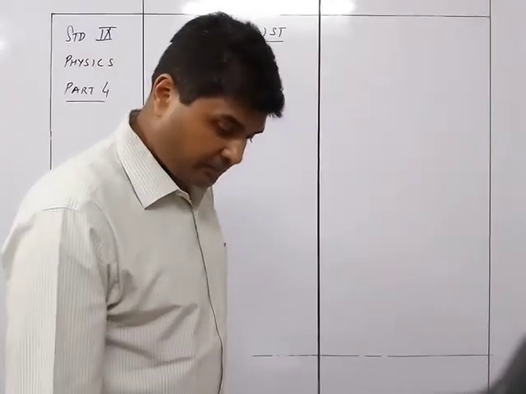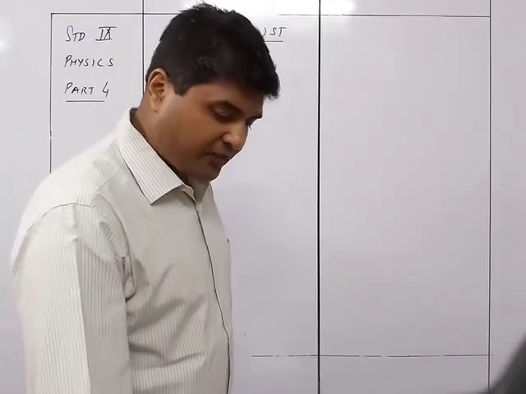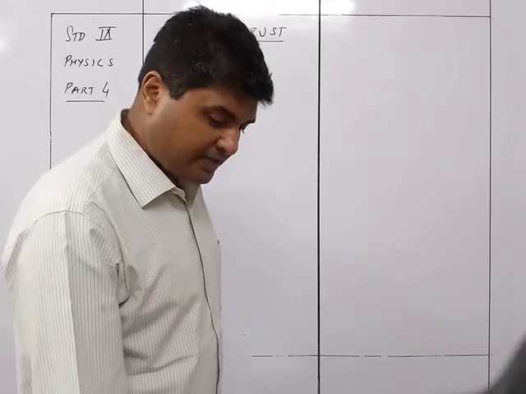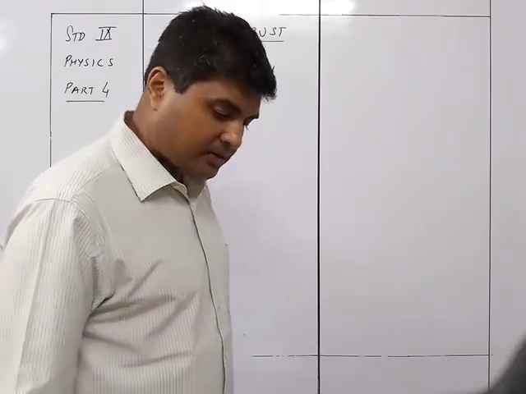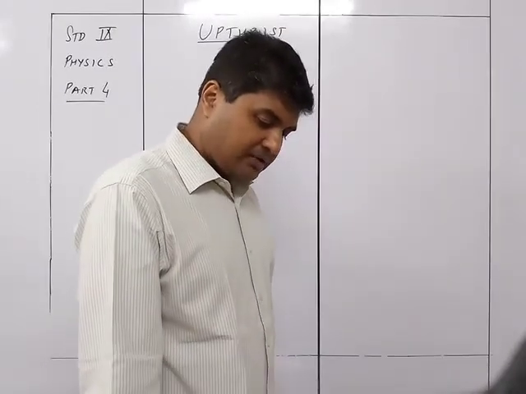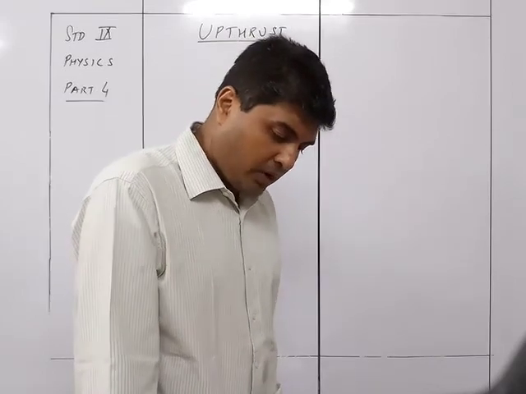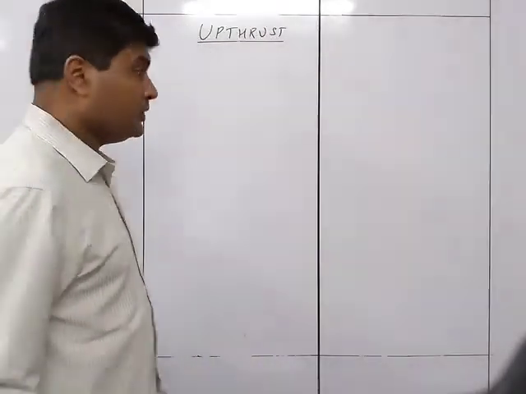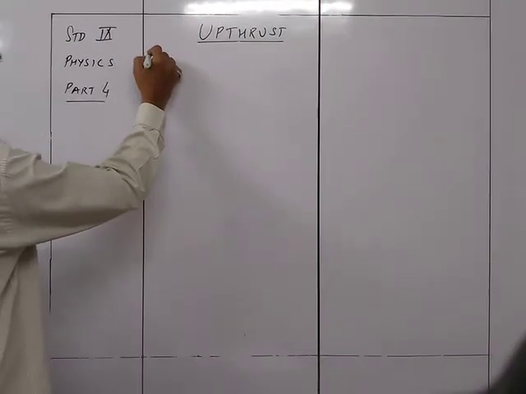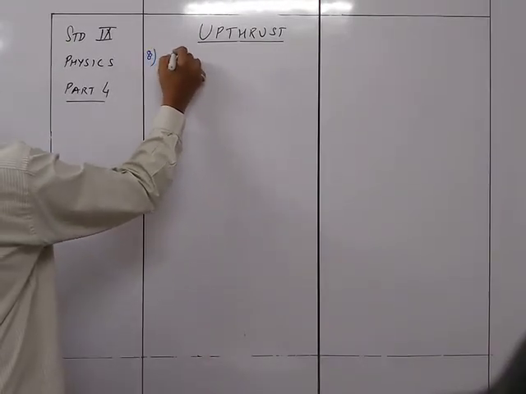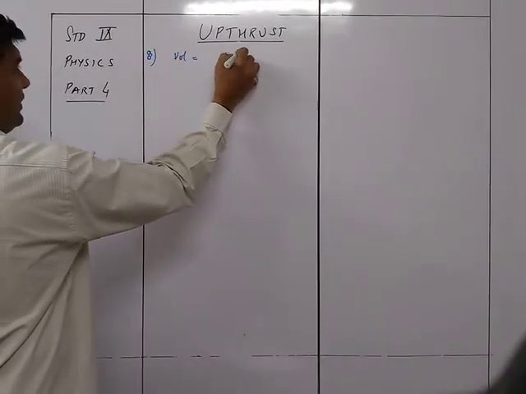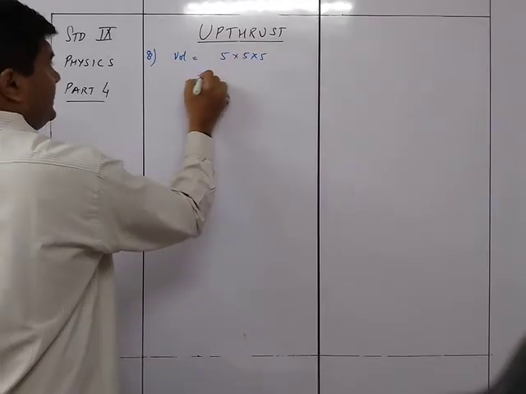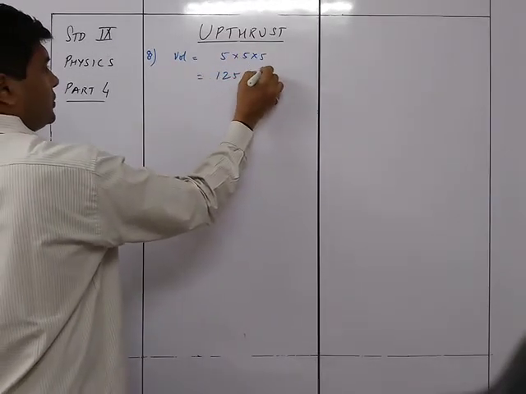Sum number 8. A metal cube of edge 5 centimeters and density 9 gram per centimeter cube is suspended in a thread so that it is completely immersed in liquid of density 1.2. Find the tension on the string. So first thing, the volume is equal to 5 into 5 into 5, which is 125 centimeter cube.